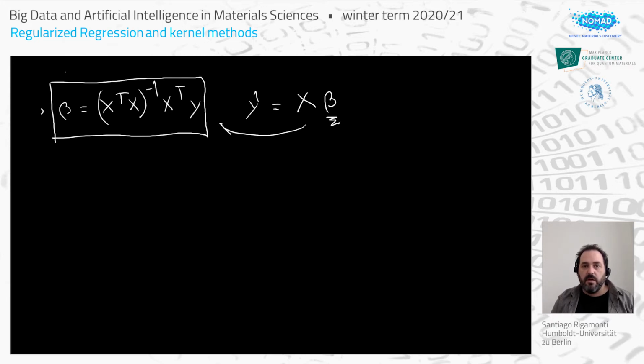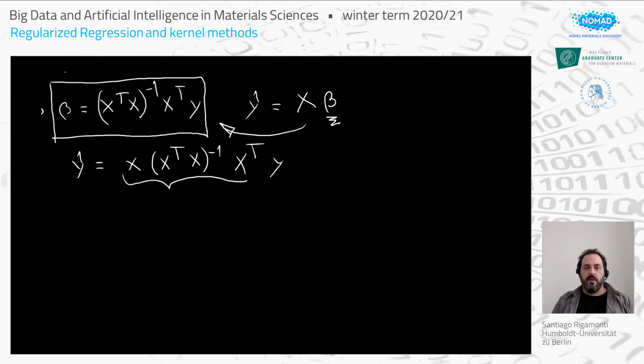Now we can replace b, beta here, by the expression that we have there. So if we do that, we get the following expression. This is x times (xt x) inverse x transpose y. Now you see that this expression is quite interesting. We have here our predictions y hat, and here we have our output data y, and in between we have a matrix. So this matrix has a name, and it's called the hat matrix.